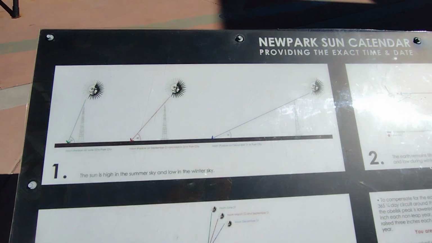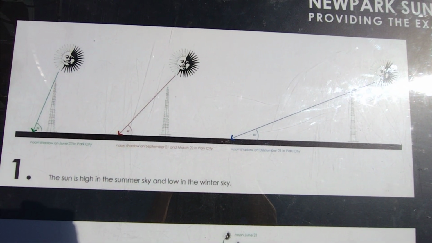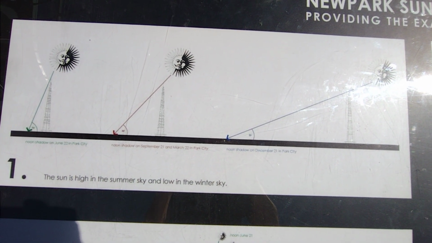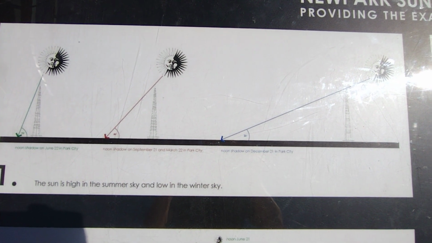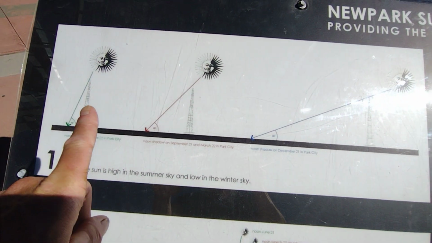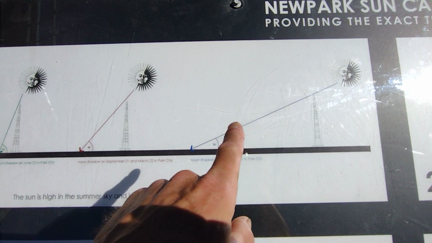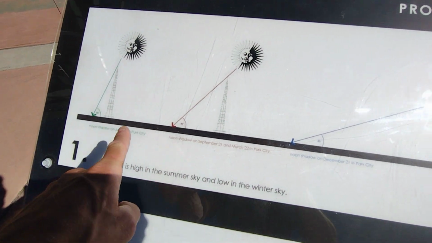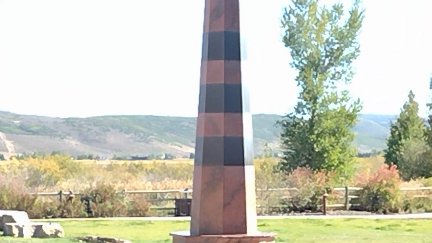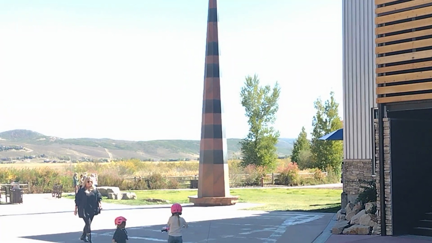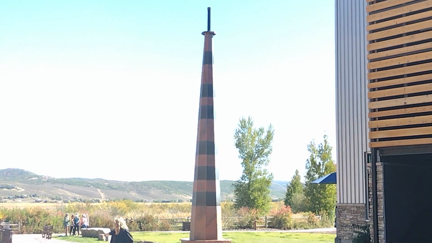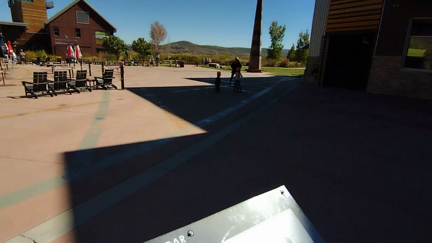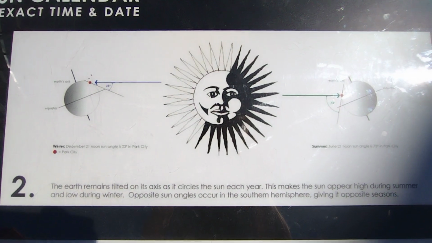So, these diagrams go in order. Number 1, the sun is high in the summer sky and low in the winter sky. Summer sky, winter sky, and it shows you how it crosses and leaves the shadow on the ground using the tip of that obelisk. Part 2.